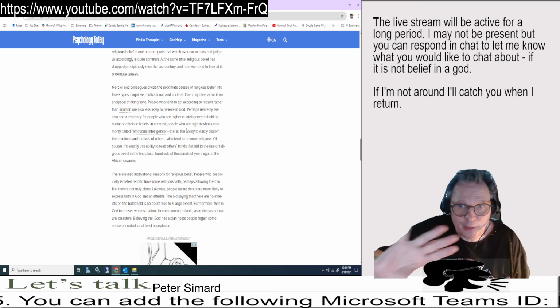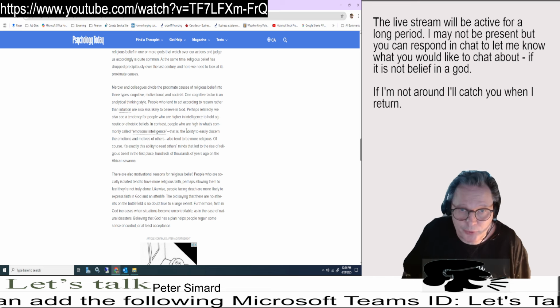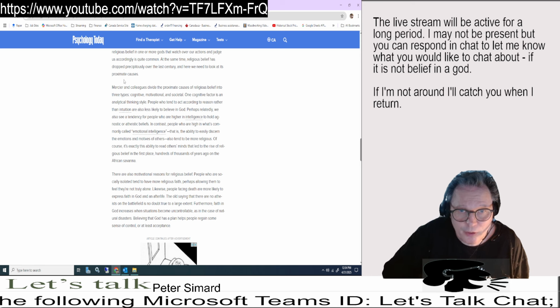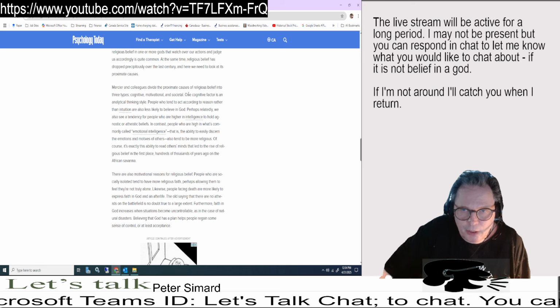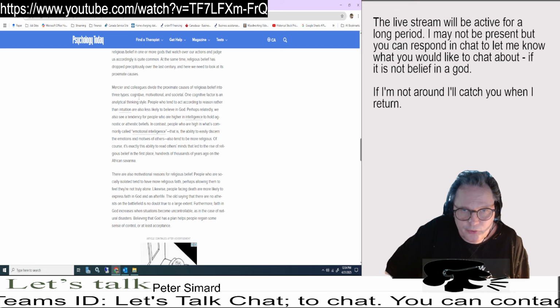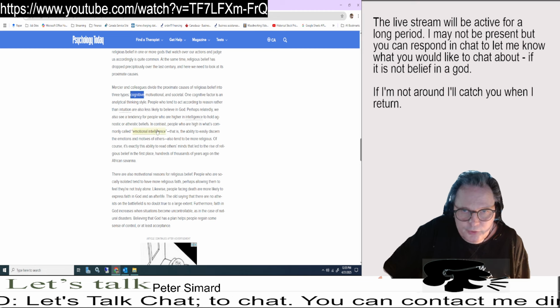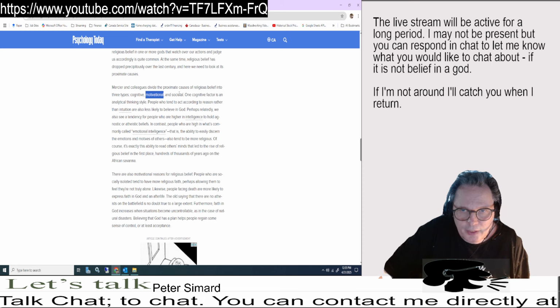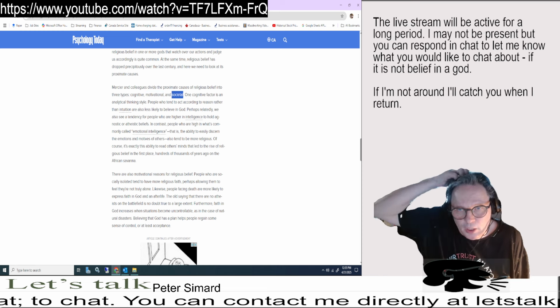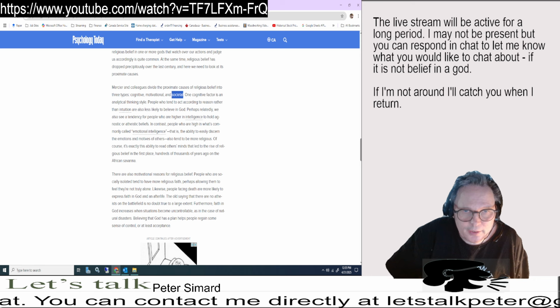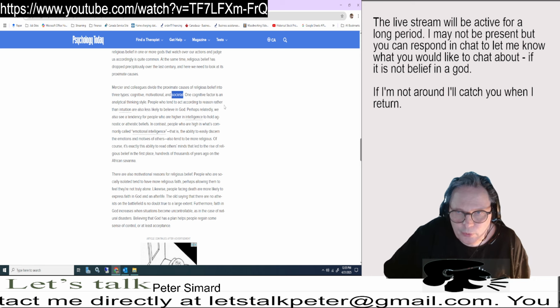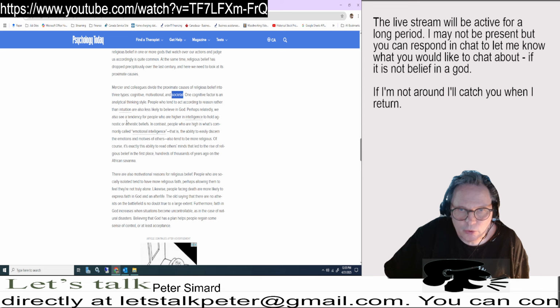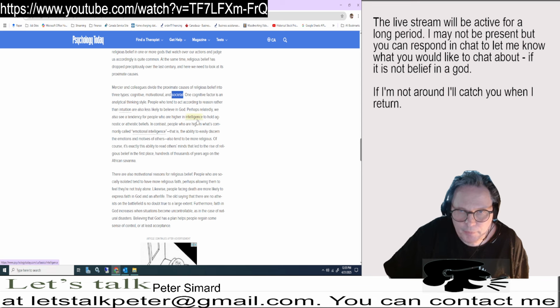At least I don't get an impression just from the last paragraph that's not what they're going to do. So let's see what they're going to say next. Mercier and colleagues divide the proximate causes of religious belief into three types: cognitive, motivational, and societal. One cognitive factor is an analytical thinking style. People who tend to act according to reason rather than intuition are also less likely to believe in God.